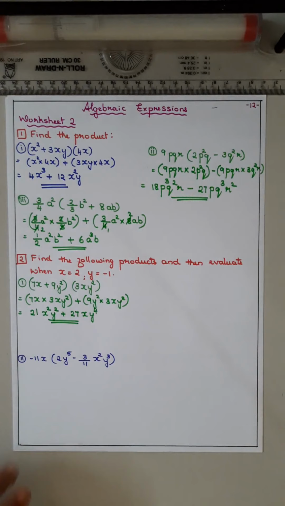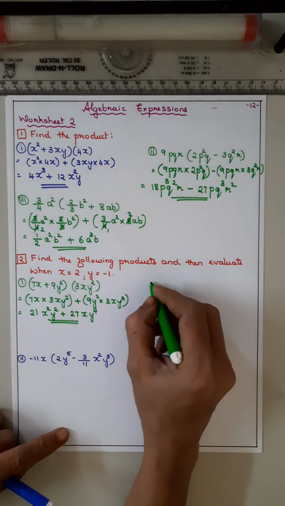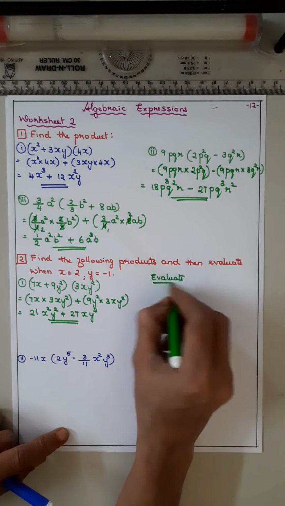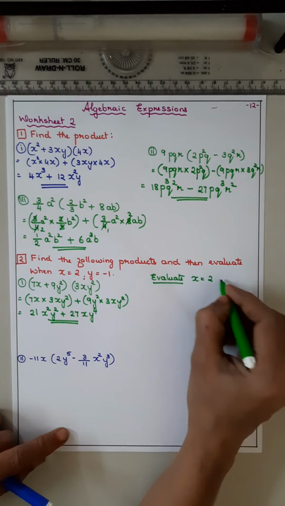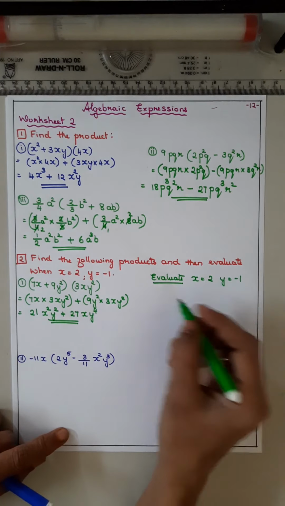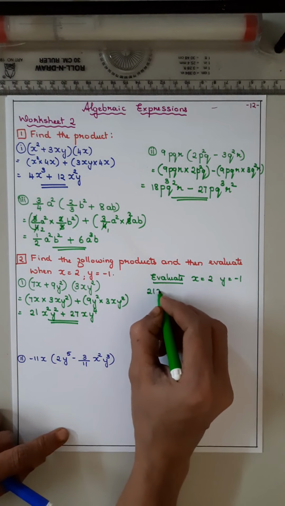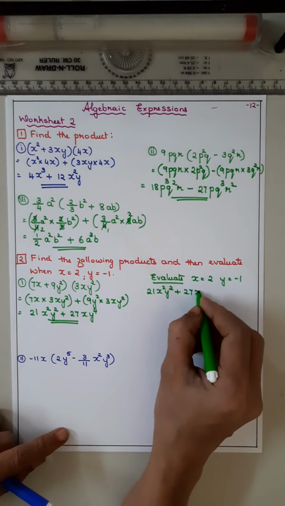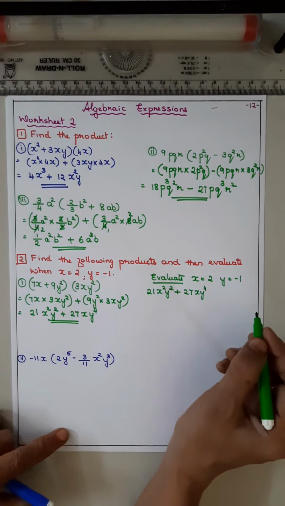So you got the answer 21x squared y squared plus 27xy to the power 4. Now it is evaluation. For that, evaluate x is equal to 2, y is equal to -1. So write the question 21x squared y squared plus 27xy to the power 4.